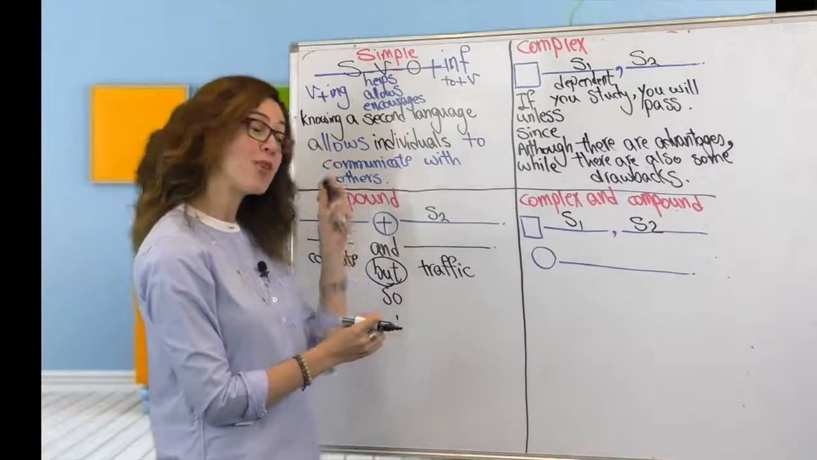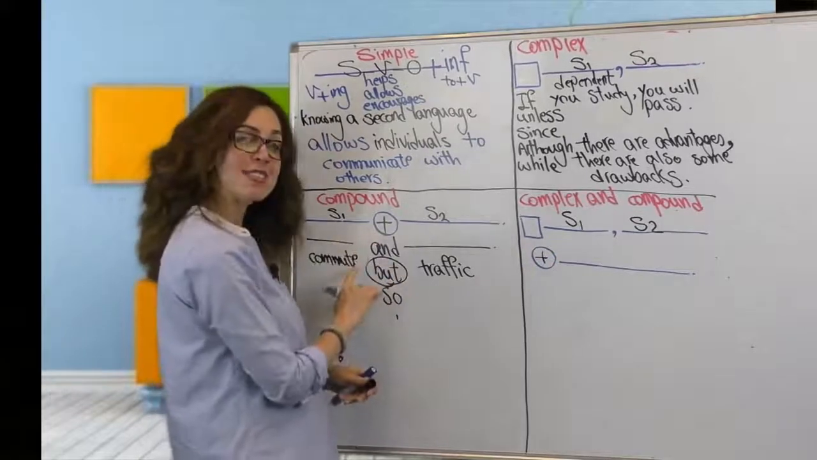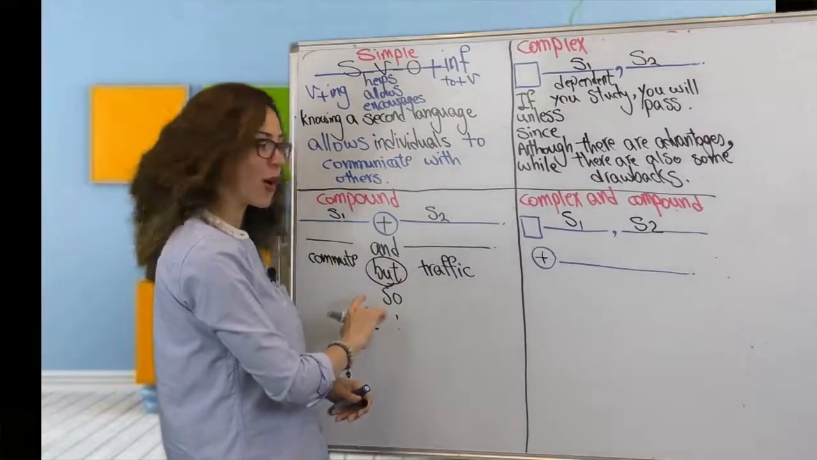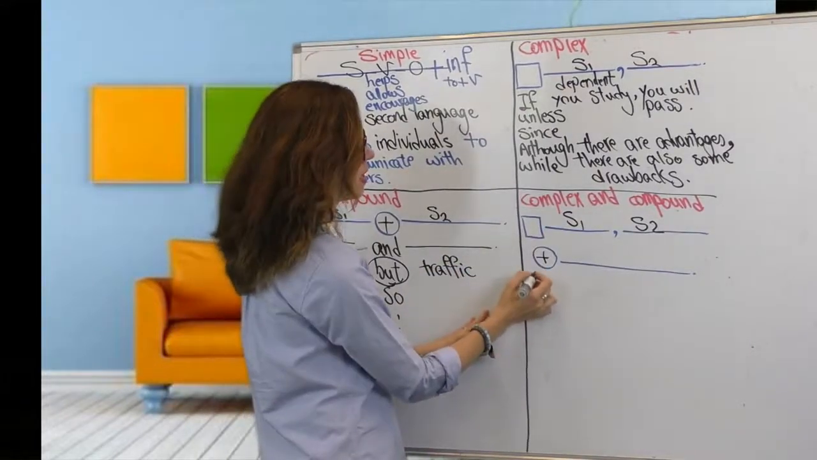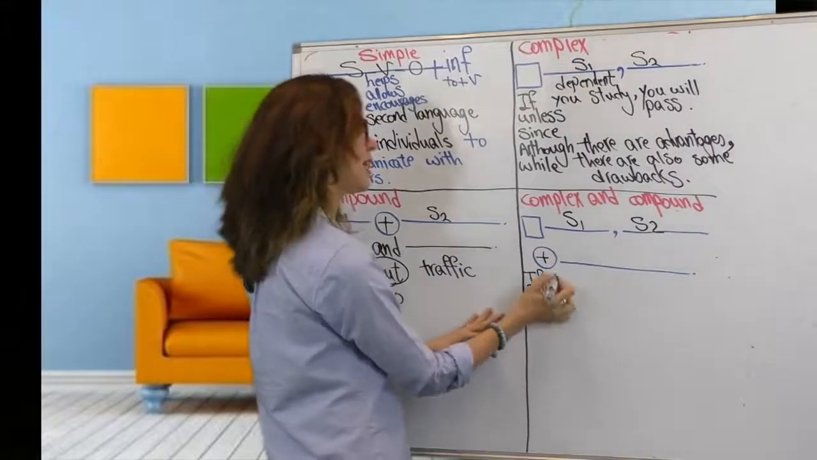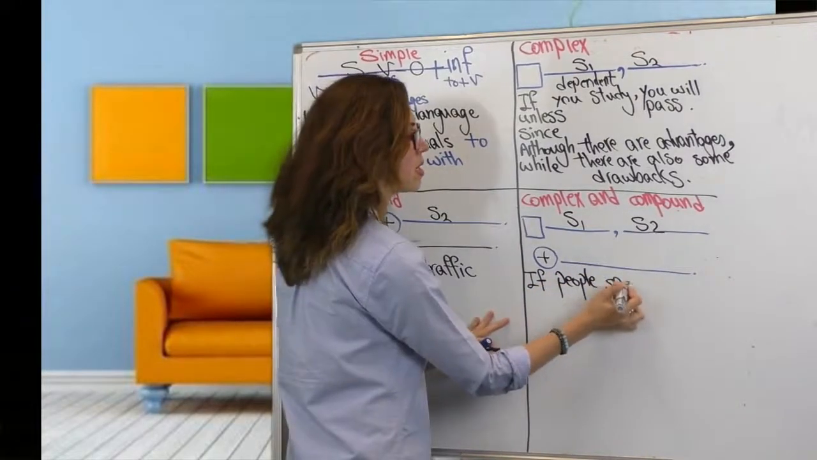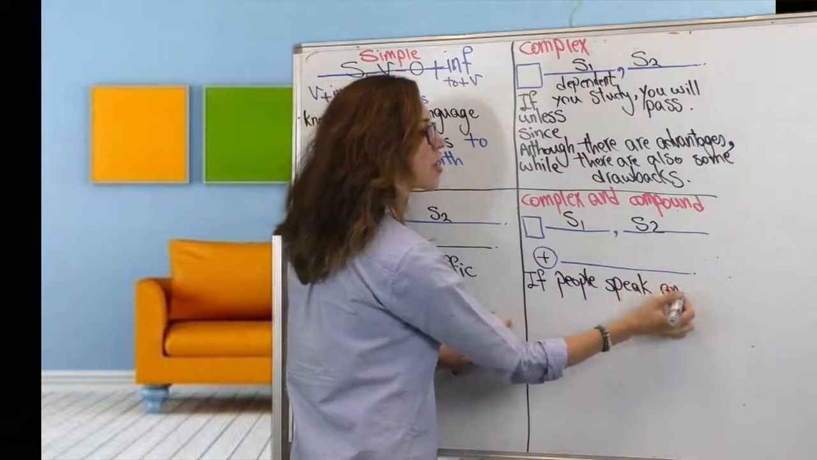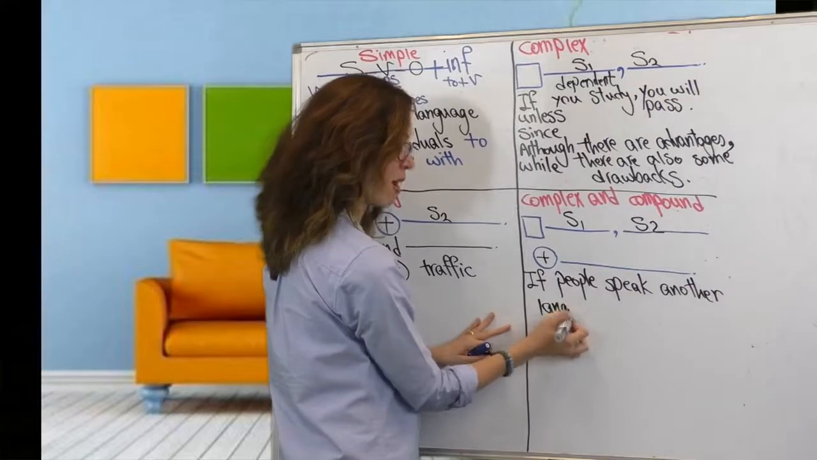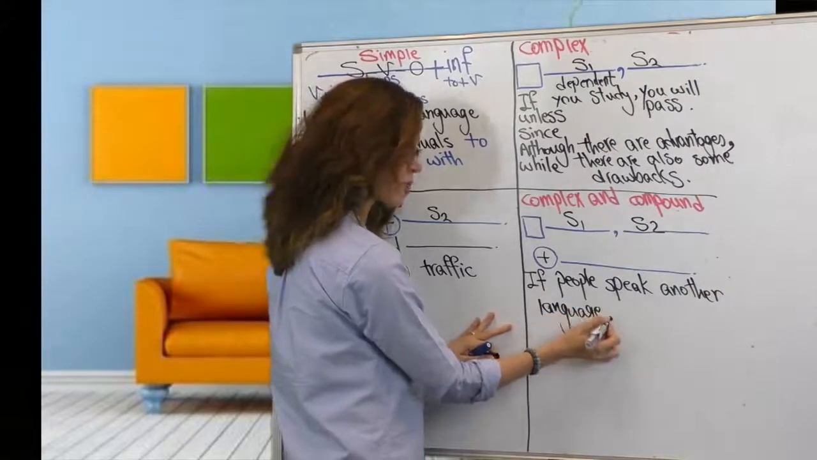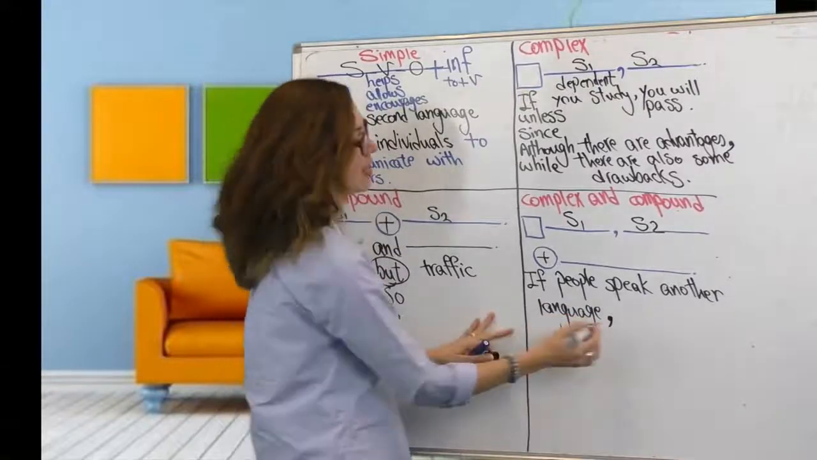You would like to add another piece of information to this sentence. But what do you need in order to do that? A linking word, a conjunction. So one of these words that we already talked about. Let's do a sample sentence. If people speak another language, so that's my first sentence. What do I need now? Watch out for your punctuation. You need a comma here.